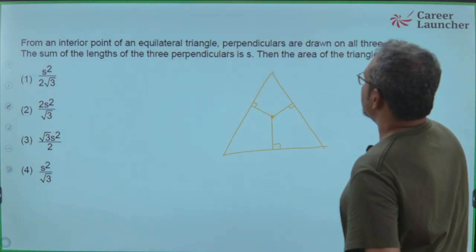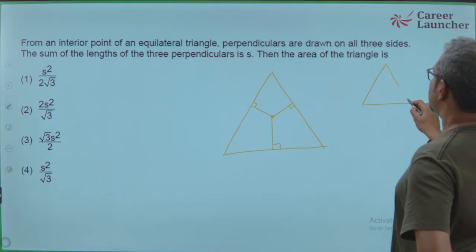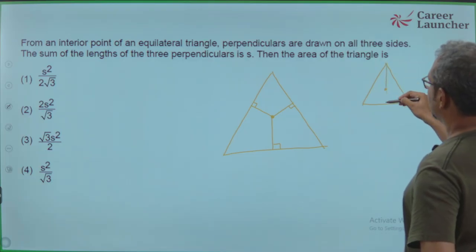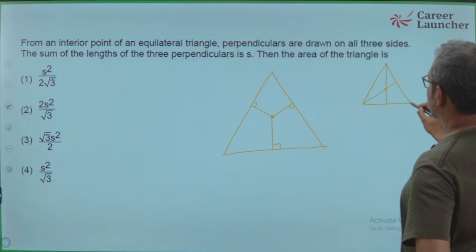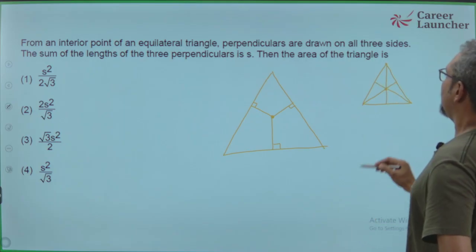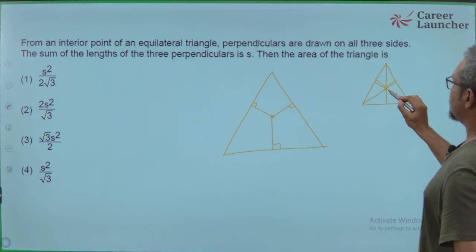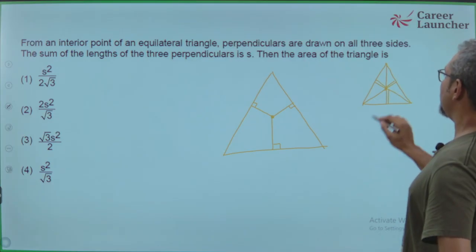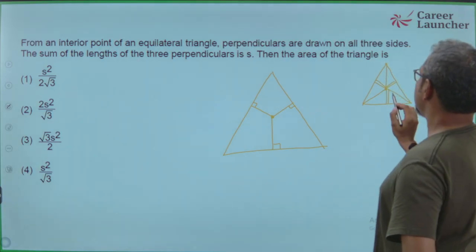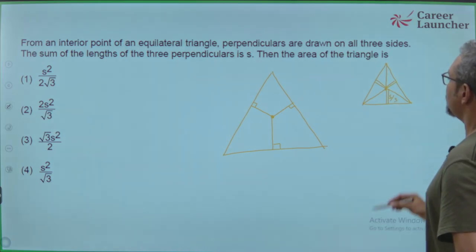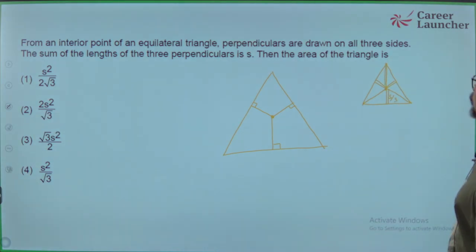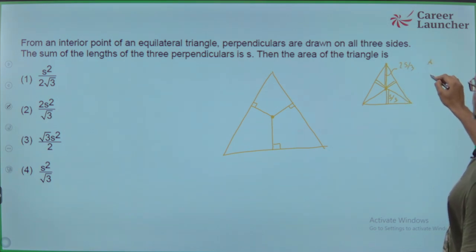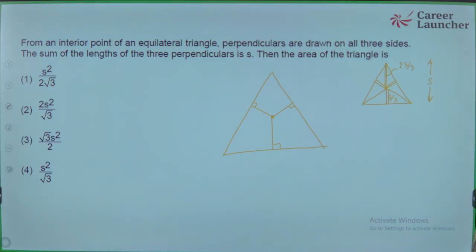So one simple way of doing this is, if I were to just assume that this is the centroid, I don't have to do much at all. Okay. So we are saying this plus this plus this is the sum as S. So if they are all equal, then each of them will be S by 3. But we also know that the centroid divides the height in the ratio 2 is to 1. So that means this will be 2S by 3. So that means this whole thing is now S.